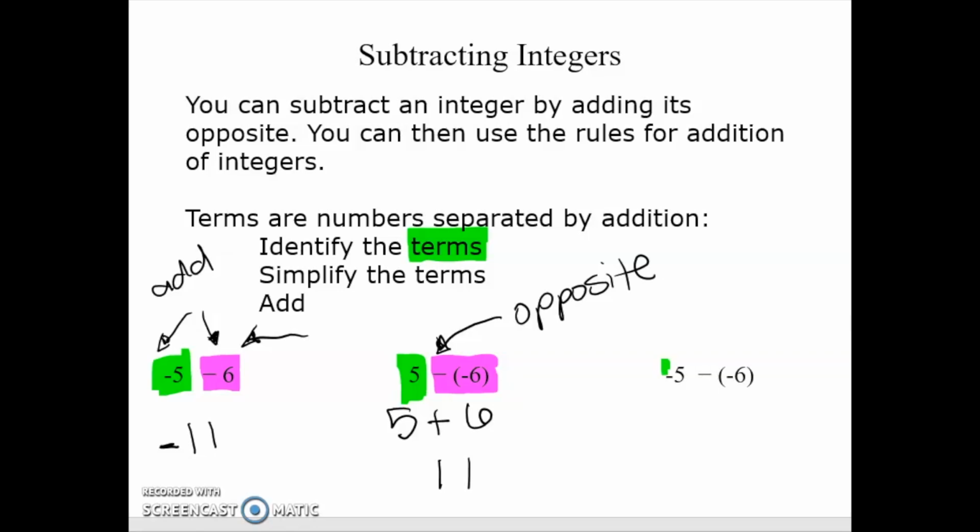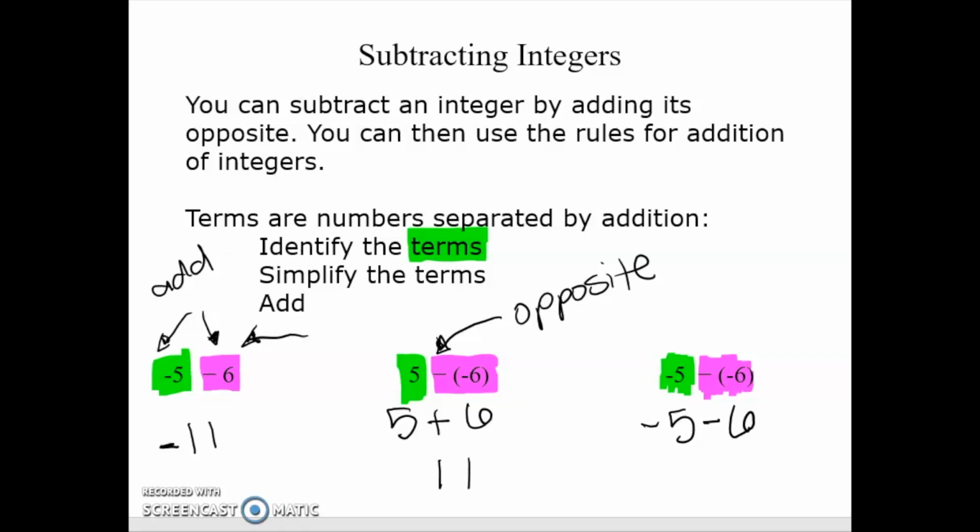Okay, another way, let's look at one more problem. So here we've got a -5. And again, we've got that really fun, tricky double sign happening where we have the opposite of a -6. So again, this is that simplify step. I want to simplify this. The opposite of -6 just is a +6. So the two numbers that I'm combining together are a -5 and a +6.